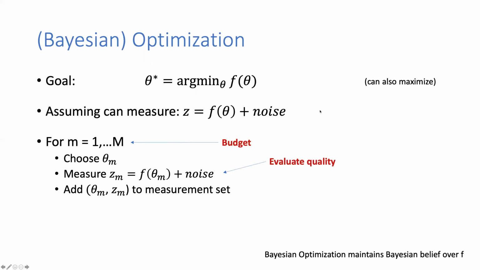And then the idea of Bayesian optimization, and again, we'll go into more details of this in lecture 2 on Thursday, is we have some budget, capital M. At every iteration, we choose a theta, we run F of theta, and we take a measurement, z sub m, which is of theta, and we add that to the measurement set. And that's the basic idea.